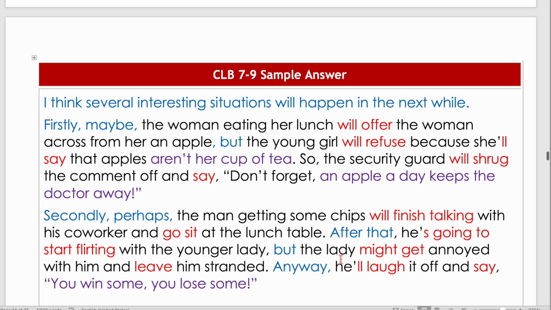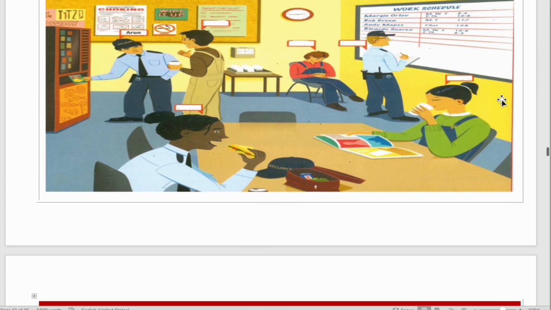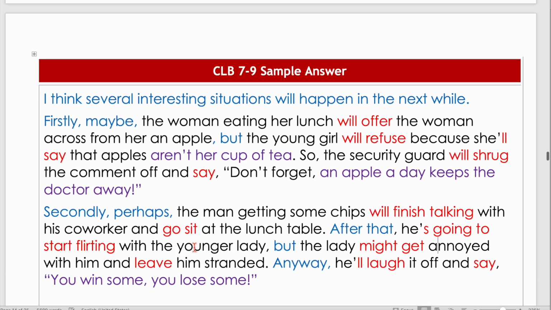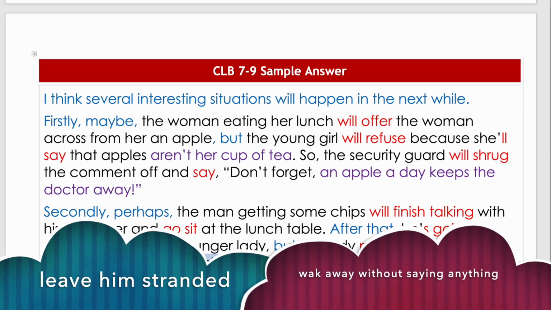But the lady might get annoyed, okay, with him and leave him stranded. Okay. So this lady, she didn't like the apple. She's not going to like this man talking to her. So she might get annoyed and she's going to leave him stranded. Means just leave him there. Okay, bye. I'm out of here. Bye. Stranded.